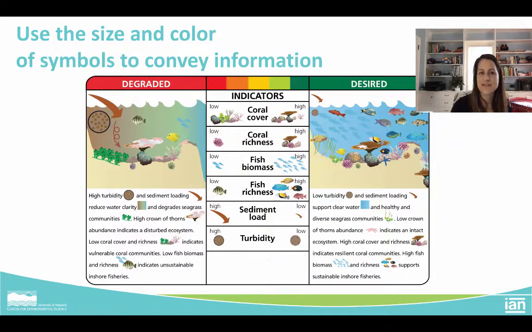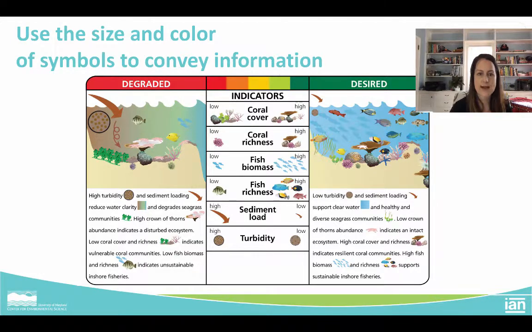And you can use the size and color of symbols to convey information. So when we think about visuals in humans, humans are innately attracted to certain colors. So when we see red to greens, we think of red, danger, alarm. So we use red to illustrate bad things or a degraded system, and then follow along those stoplight colors to show green being good or desired.